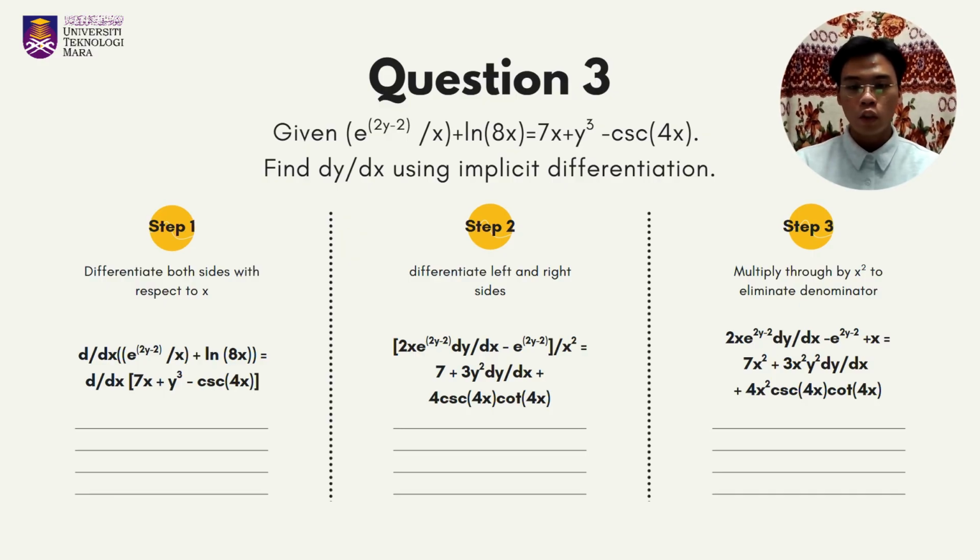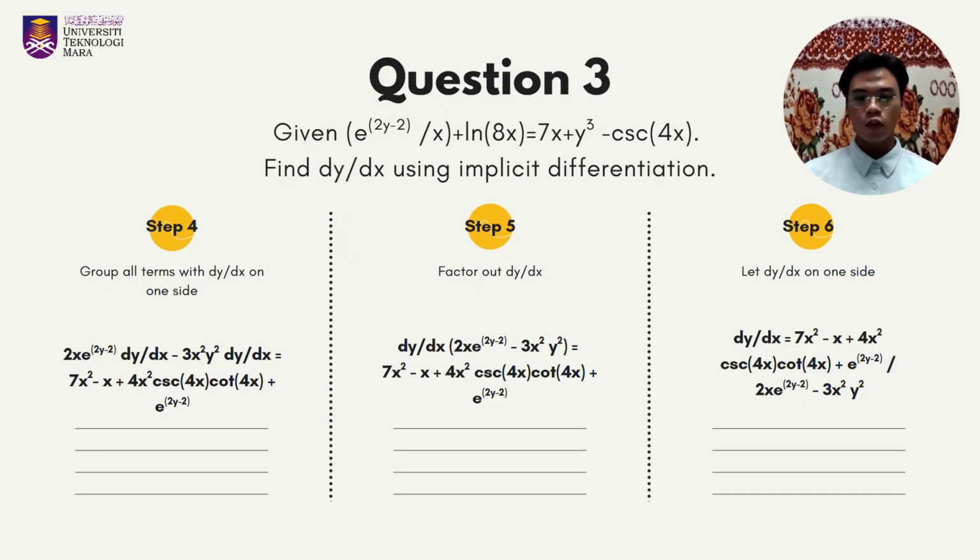So it will be 2x exponent 2y minus 2 dy over dx minus exponent 2y minus 2 divided by x square equals to 7 plus 3y square dy over dx plus 4 cosecant 4x cotangent 4x. Then step 3 will multiply with x square on both sides to eliminate the x square in the denominators.